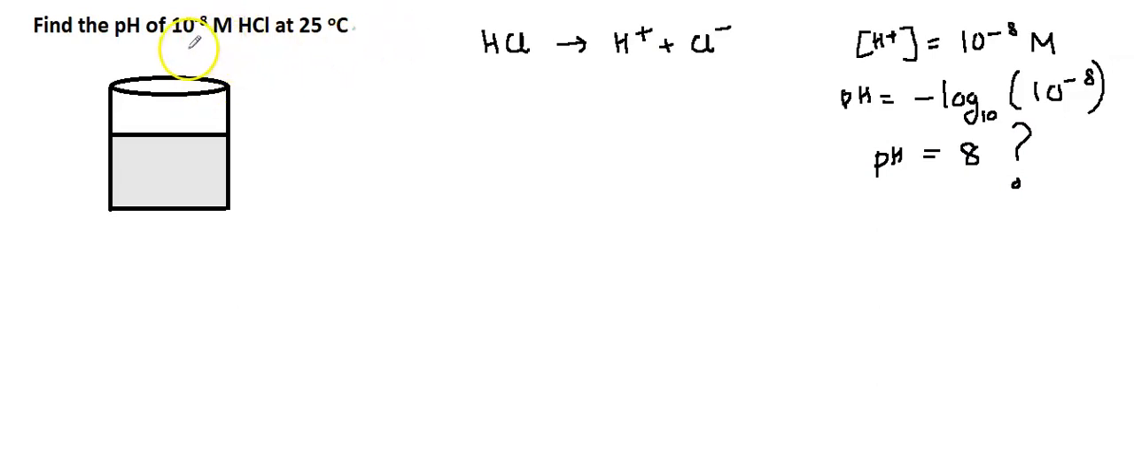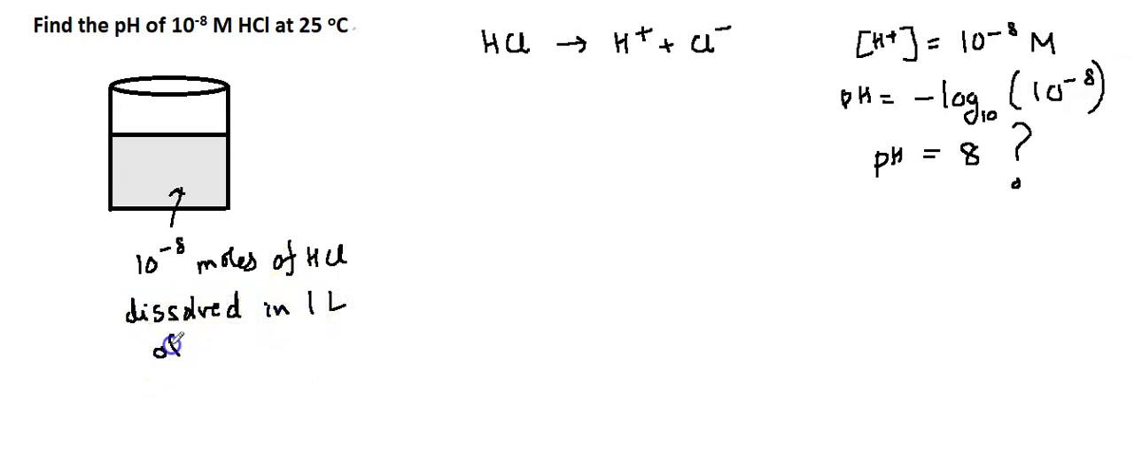See, 10 power minus 8 molar HCl is basically 10 power minus 8 moles of HCl dissolved in 1 liter of, and this is important, it's dissolved in 1 liter of water. This is the point we forgot to consider previously. So now my source of H plus ions is not just HCl, but it's also water. And since HCl is so dilute, it becomes important to consider the presence of water as well.